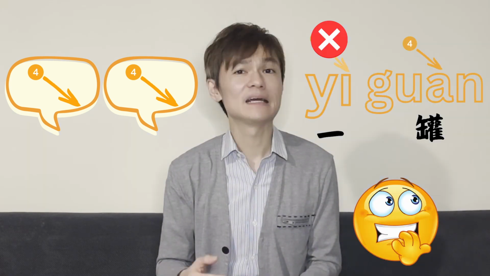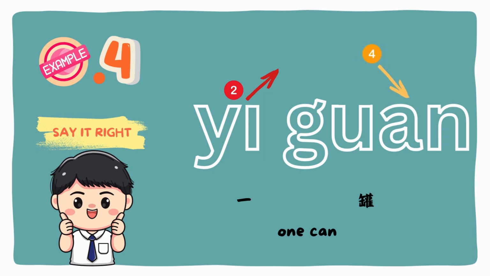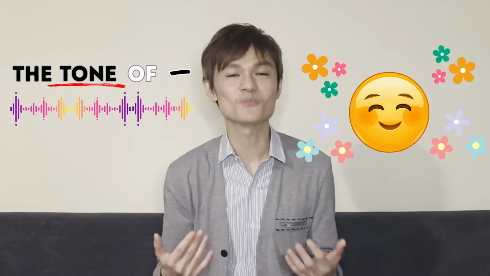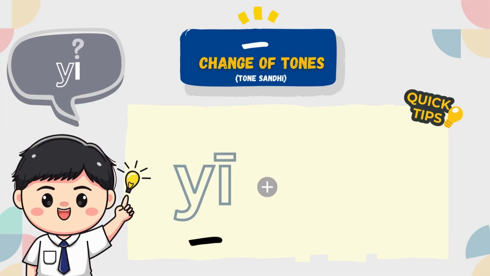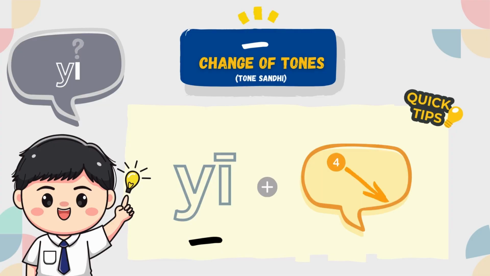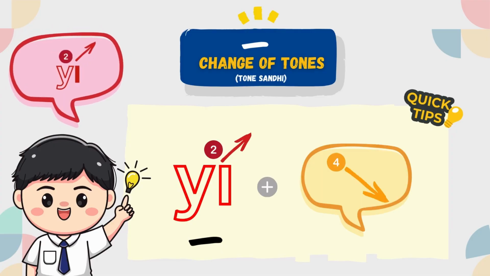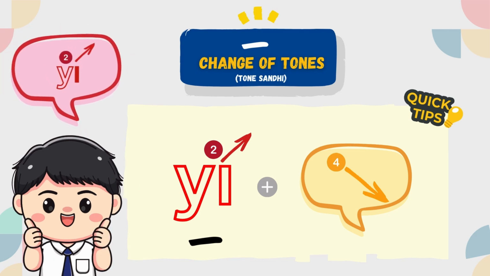So, if I pronounce two fourth tones in a row, like 一罐, it might make me sound like a grumpy old man. Instead, let's change the tone to the second tone, like 一罐. Can you hear how the rhythm sounds much more pleasant now? Listen again. 一罐, 一罐, 一罐, 一罐. As you can see, when yi encounters the fourth tone, we need to change it to the second tone, making it sound softer and smoother.